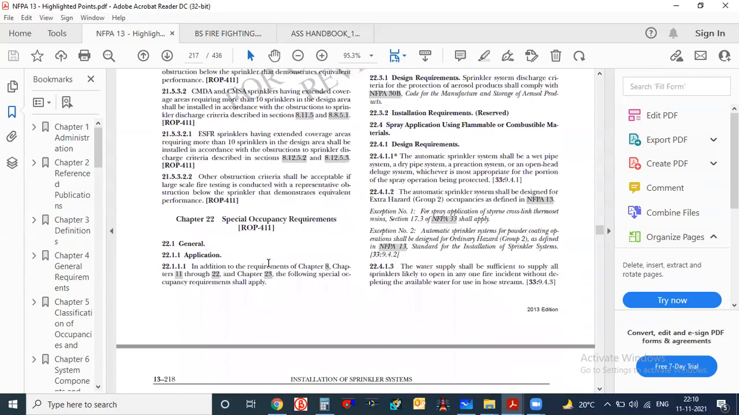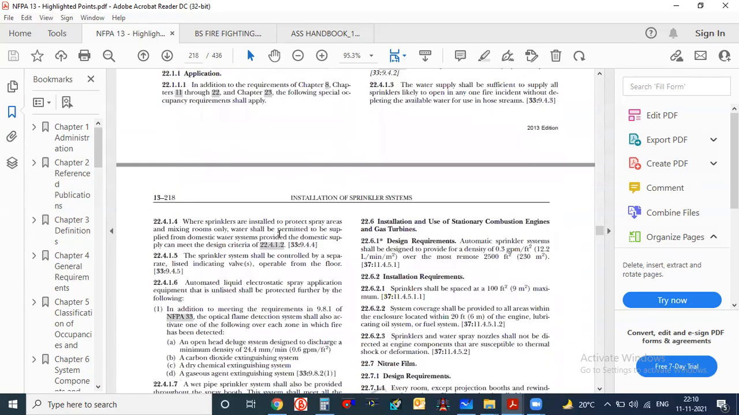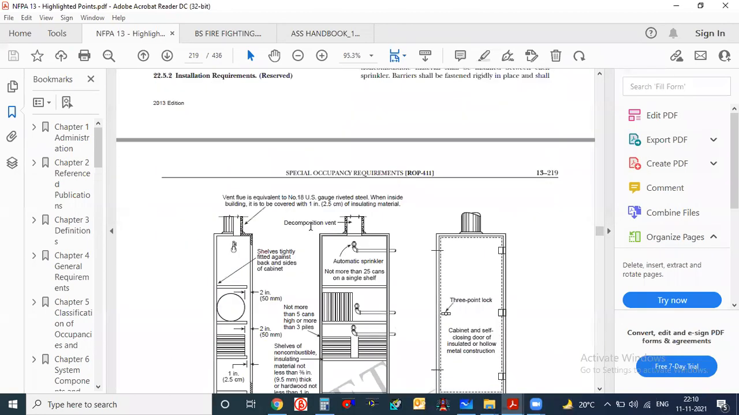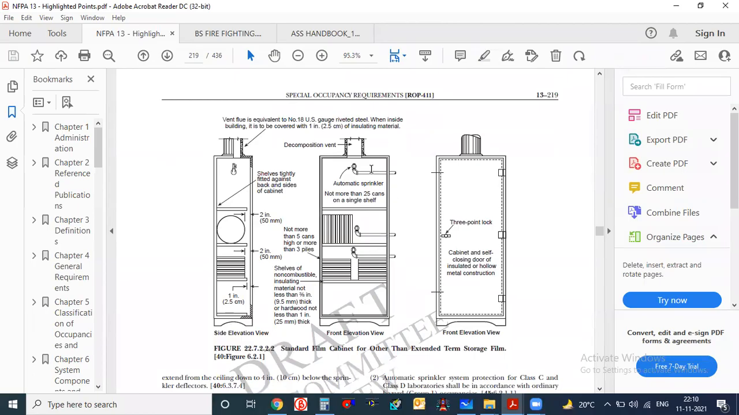Next, they will talk about, okay, special occupancy requirements. Very complicated one. Now they will talk about some nitrate film, gas turbine engines. There are so many things. This is a very special engineering work. Even I don't know about these things, because it's very special and you require a lot of experience to understand this type of project.